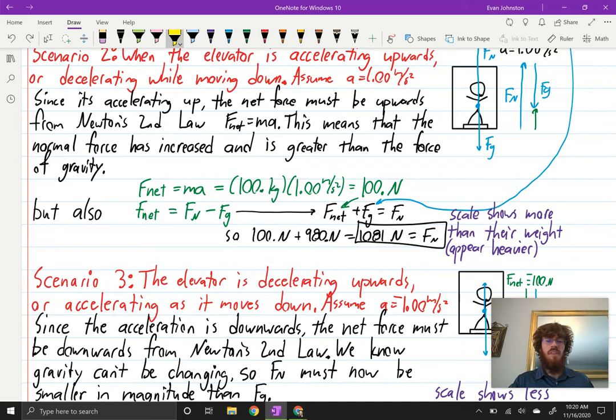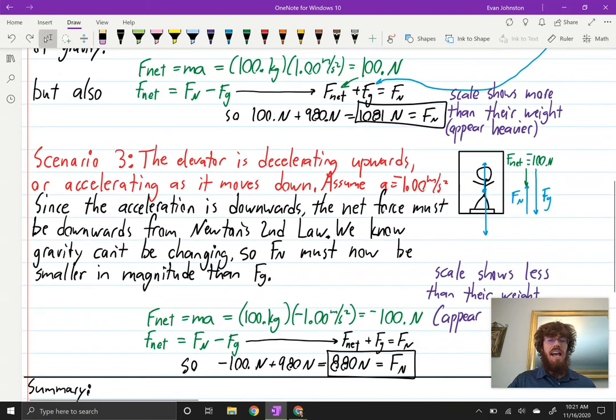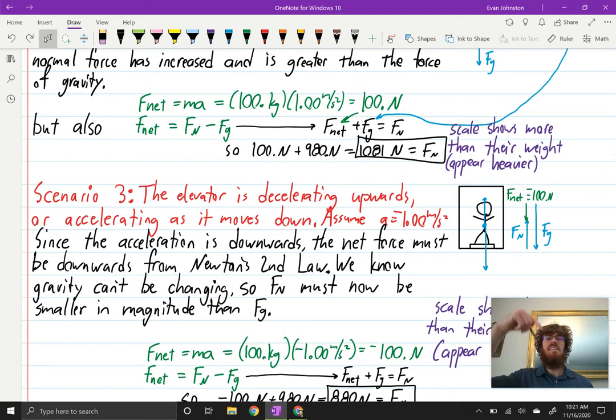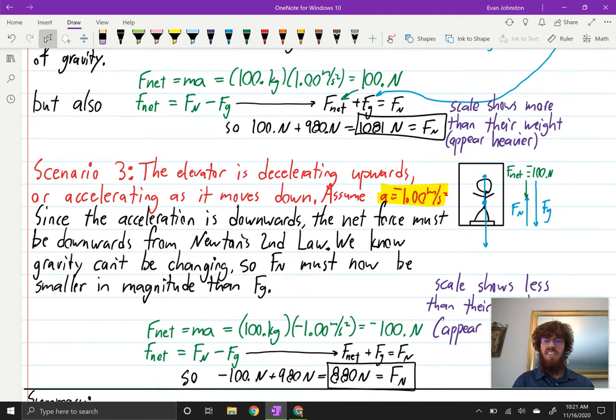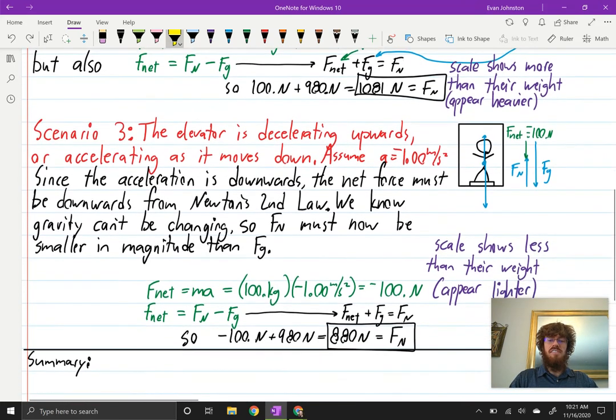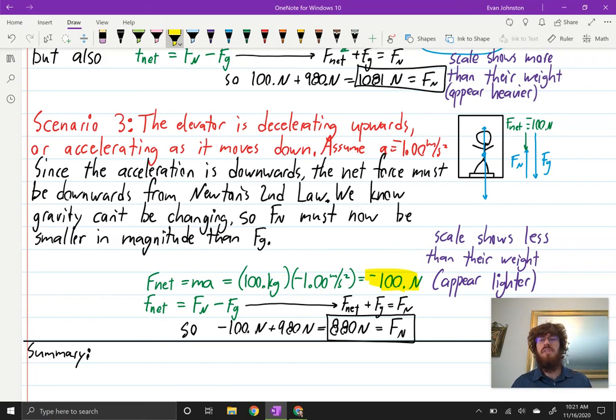Kind of neat, right? And then the last scenario is the elevator is decelerating on the way up, or speeding up as it moves down. So now we're going to have an acceleration that is downwards, okay? So our acceleration is downwards, and that's why it has this negative symbol. And since it's downwards, that means the net force must be downwards. So if before the net force was positive 100 newtons because it was going up in the positive direction, well, now that net force must be negative 100 newtons.